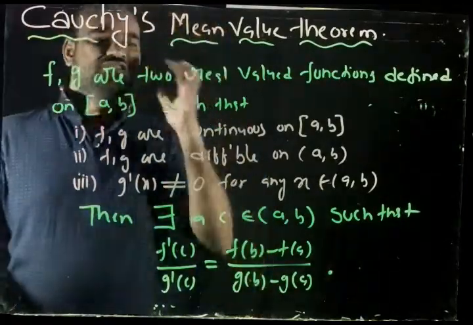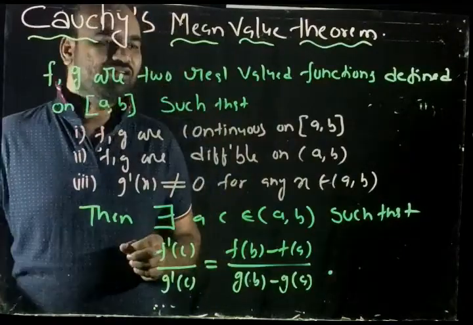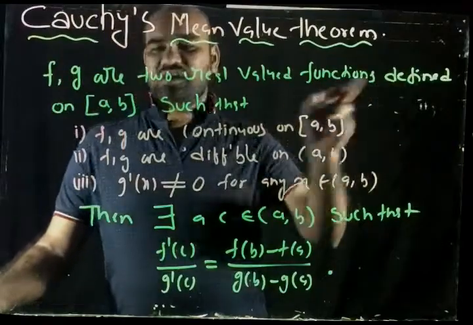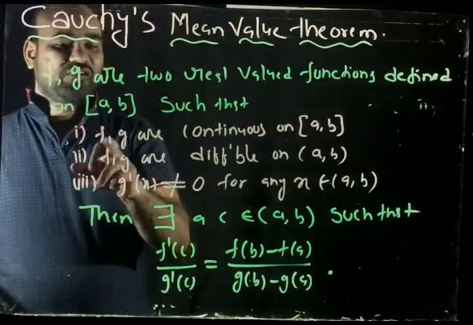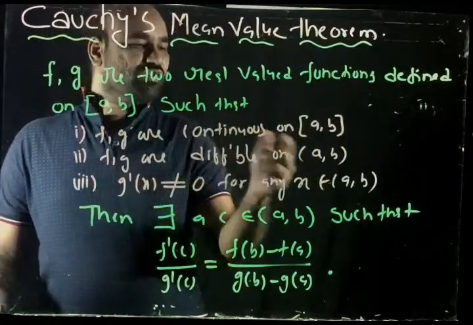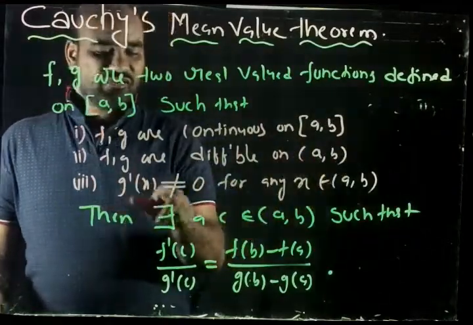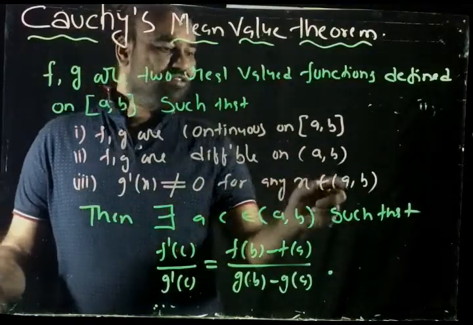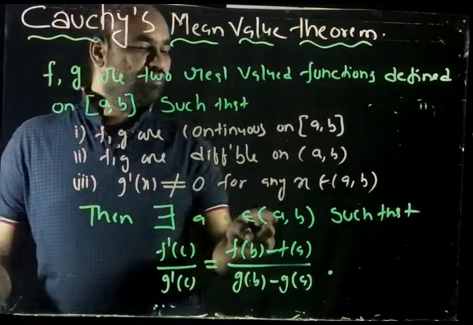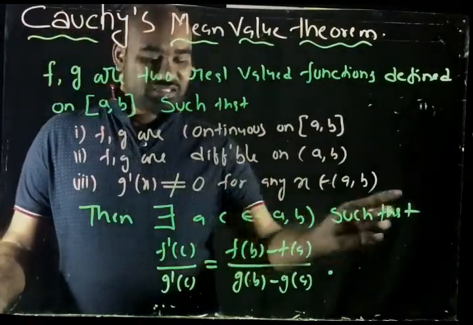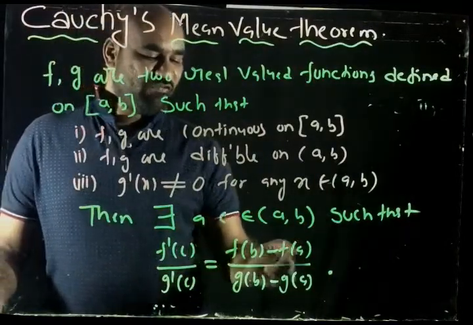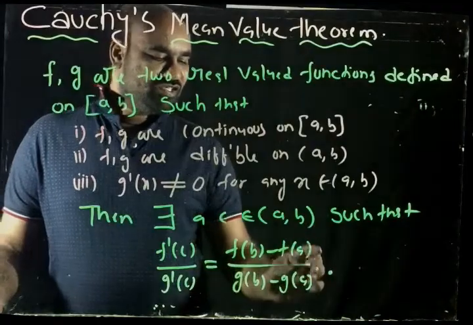Sometimes you can call this the extended form of Lagrange mean value theorem. So f and g are two real valued functions defined on closed interval a comma b such that f comma g are continuous on closed interval a comma b, f comma g are differentiable on open interval a comma b, and g dash of x not equal to 0 for any x belongs to open interval a comma b. Then there exists a small c belongs to open interval a comma b such that f dash of c by g dash of c equal to f of b minus f of a by g of b minus g of a.